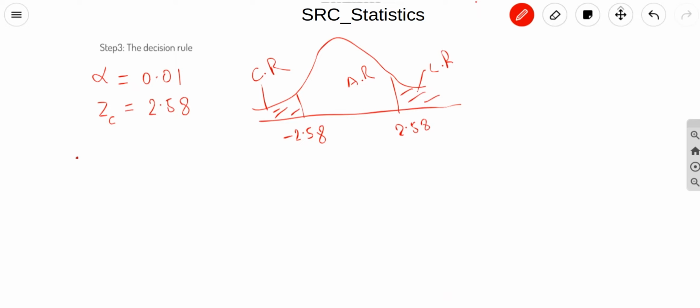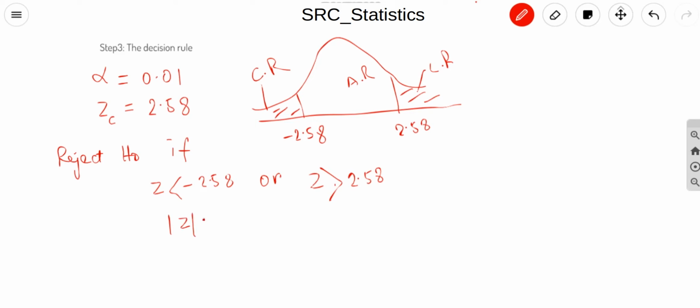So what will be the decision rule? We reject the null hypothesis if the calculated value of the test statistic is either less than negative 2.58 or greater than positive 2.58. In short, we can write it as: if modulus Z is greater than 2.58.